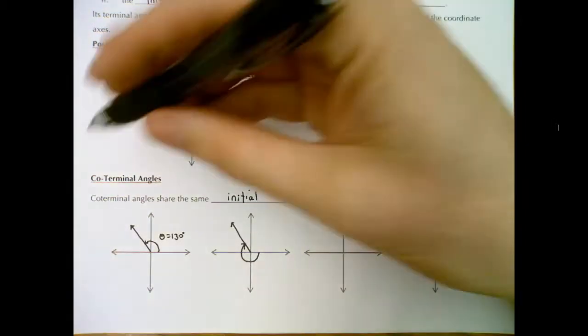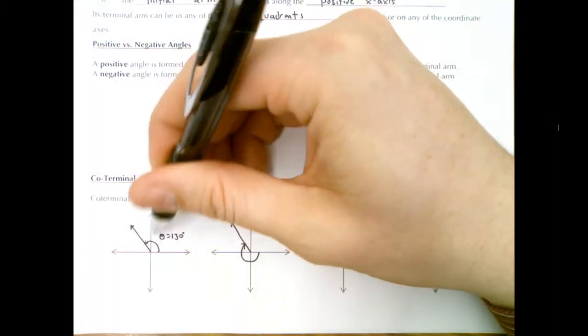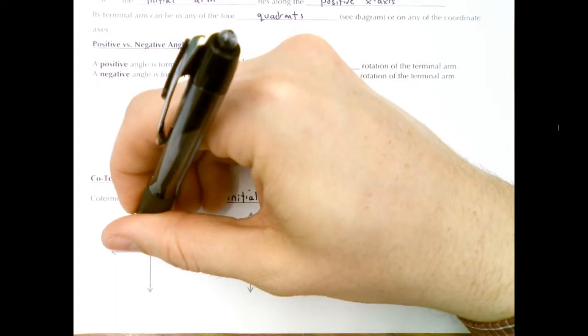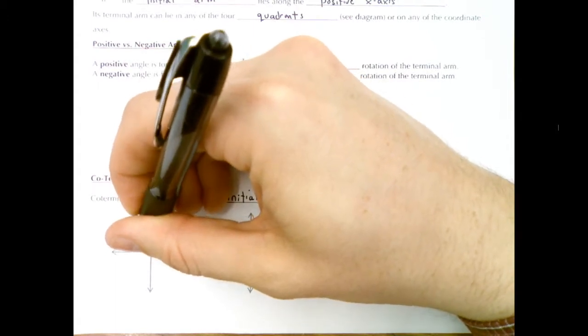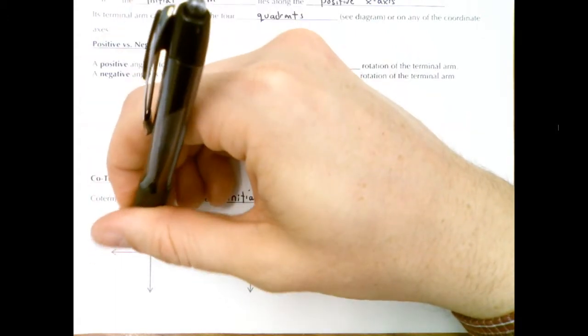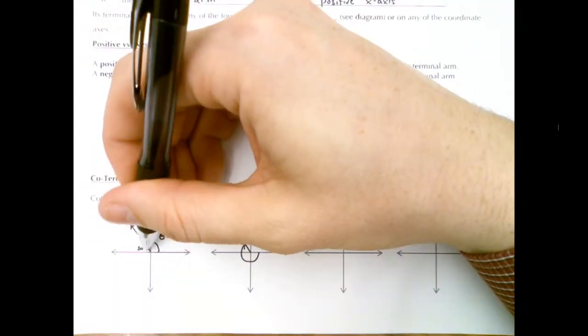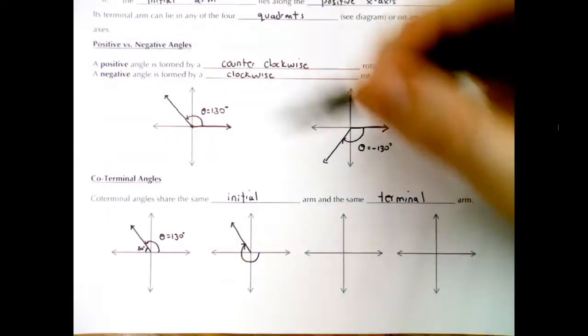And that little bit of math says if I rotated 130 degrees into the second quadrant, 50 more degrees would have got me to this arm. And that little angle has a name too, and we'll talk about that later.